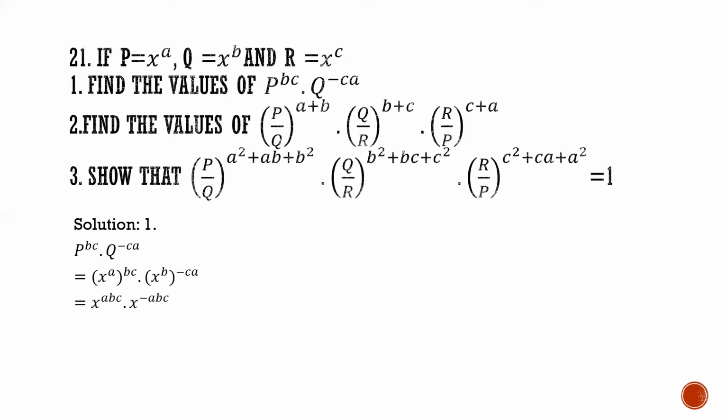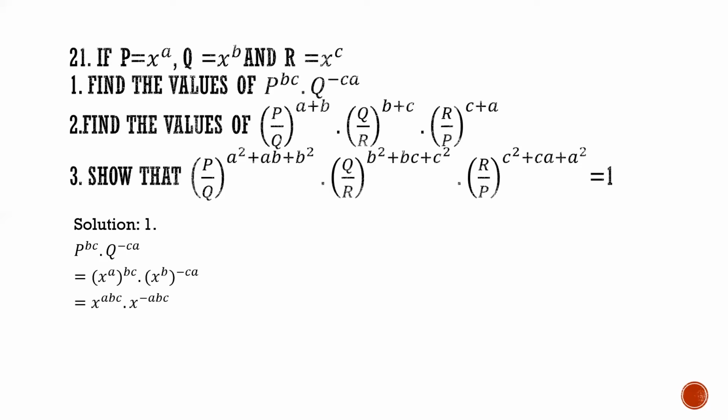So now (x to the power a) to the power bc is equal to x to the power abc by the power law of indices, that is a to the power m to the power n equals a to the power mn. Similarly, applying the formula, we have got x to the power minus abc for the second part.